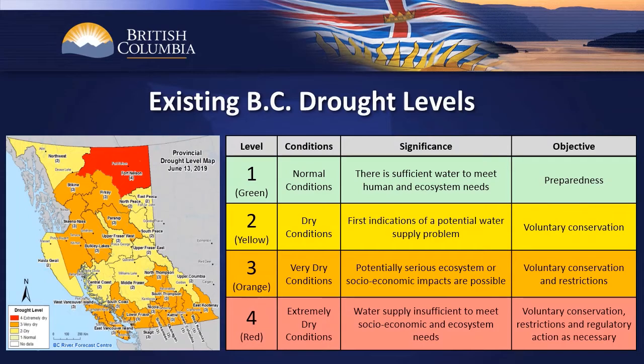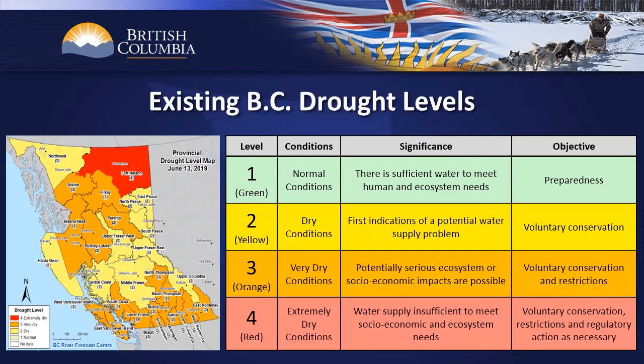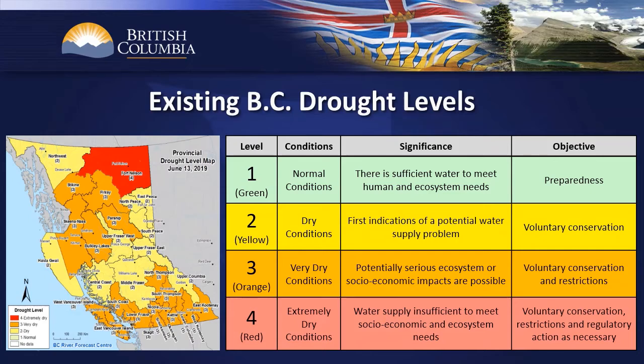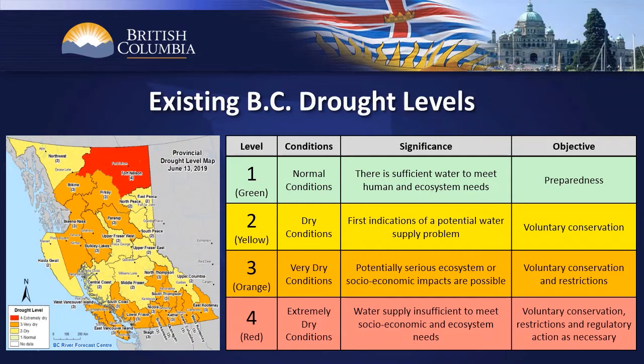The current BC drought levels, which have been in place for a number of years, range from 1 through 4. 1 represents normal conditions, where sufficient water is available to meet human and ecosystem needs. 2 represents dry conditions. Level 3, or very dry, represents potentially serious ecosystem or socioeconomic impacts. And 4, or extremely dry, generally indicates water supply is insufficient to meet socioeconomic and ecosystem needs.